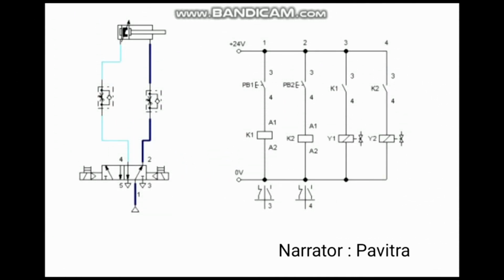Figure 4.2, non-sustained type output. We were requested to design a ladder to control the electro-pneumatic circuit, which is PB1 to activate A plus and PB2 to activate A minus. When PB1 is pressed, Y1 is on while Y2 is off. When PB2 is pressed, Y2 is on while Y1 is off.